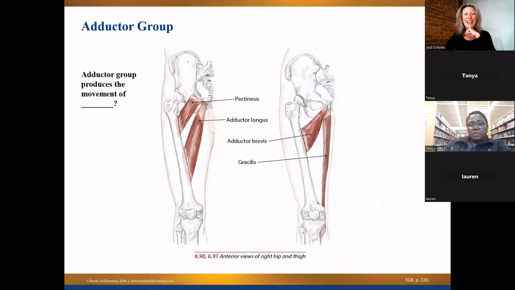And let's wrap up with the adductor group. The adductor is also considered the groin muscles. So adductors. Looking at this question, the adductor group produces what kind of movement? I like some of these learning things. Good. Oh, all right. Thanks so much.